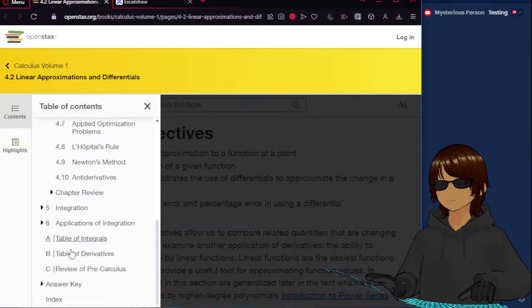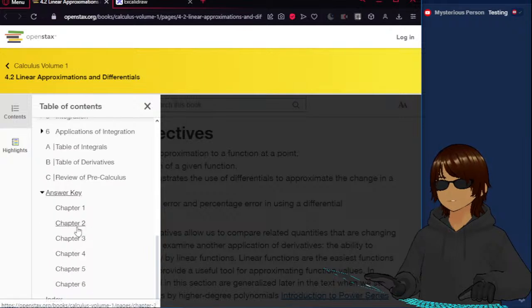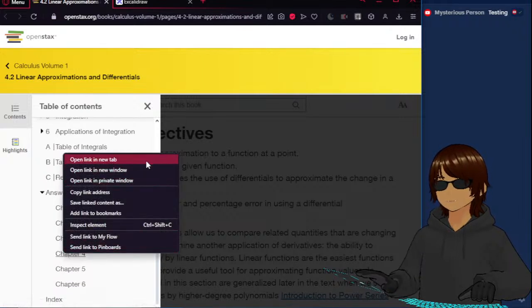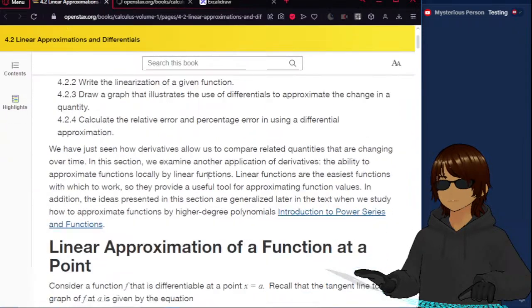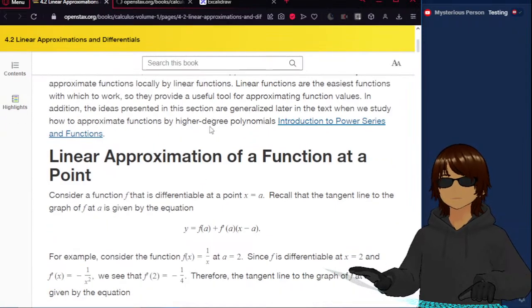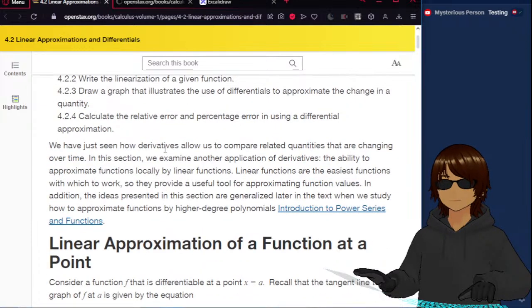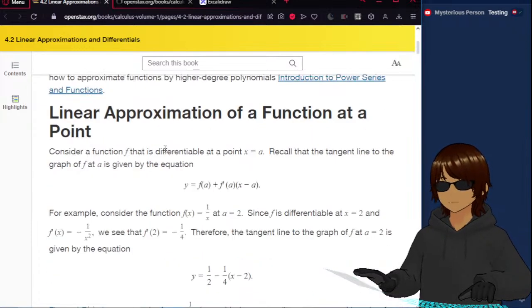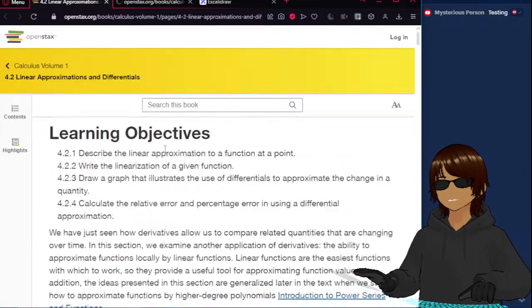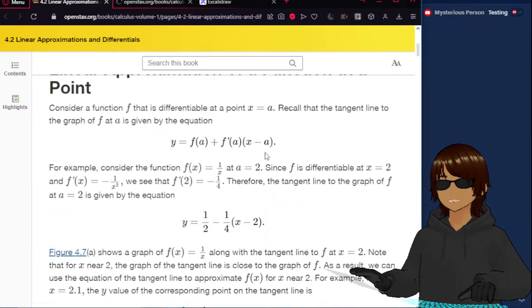And the answer key, chapter 4. Okay, so linear approximation of a function at a point. Consider a function f that is differentiable at point A. Recall that a tangent line to the graph of f at A is given by the equation y is equal to f of A plus the derivative at A times x minus A.